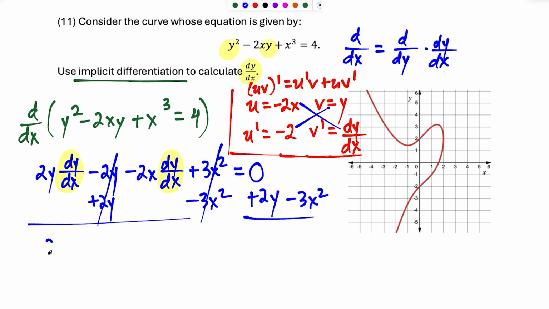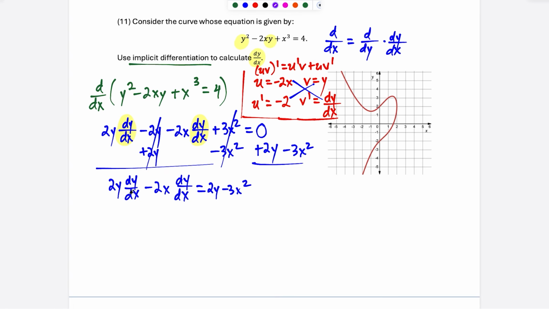And now we have in our next line 2y dy dx. And then we have minus 2x dy dx. And now this is all equal to, we have 2y minus 3x squared. And then from here we could just factor out the common dy dx. So we're going to take out dy dx and then write the leftovers.